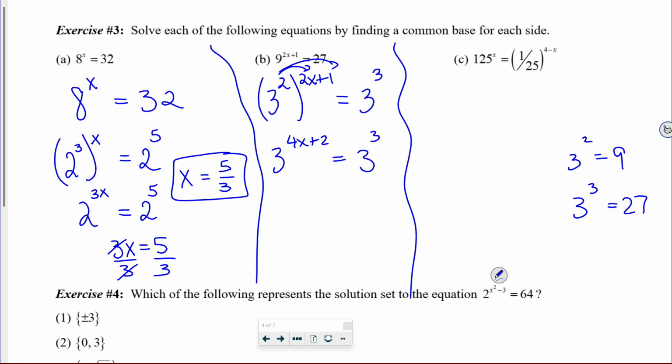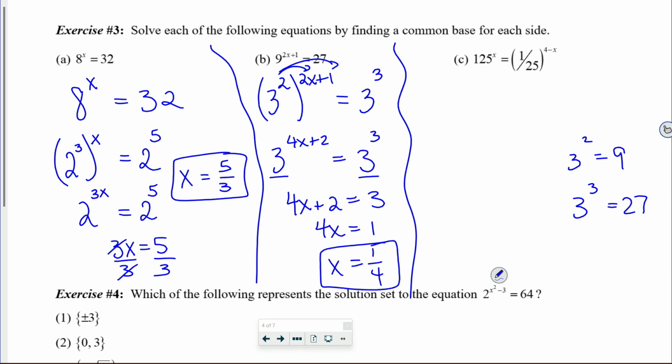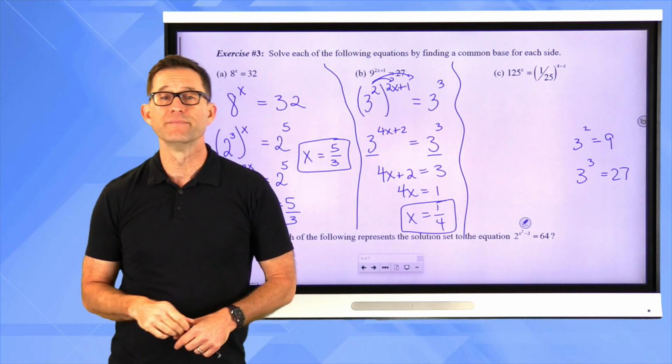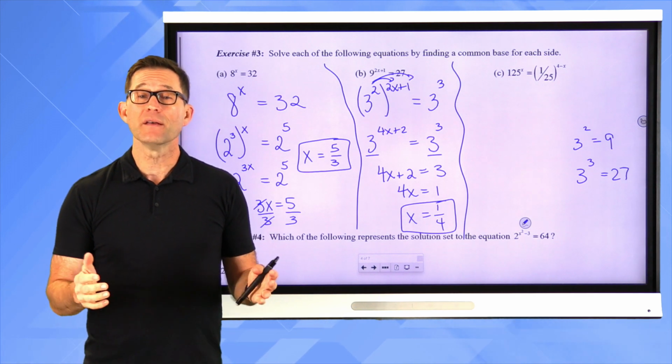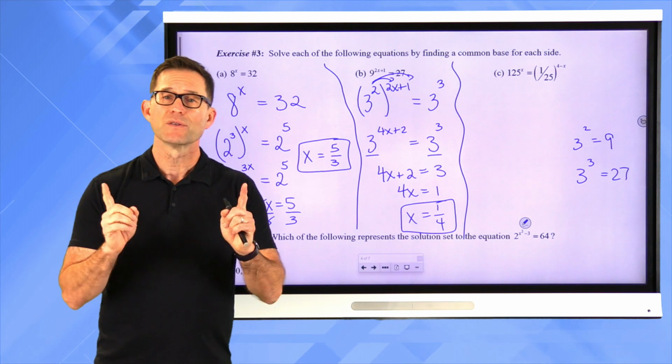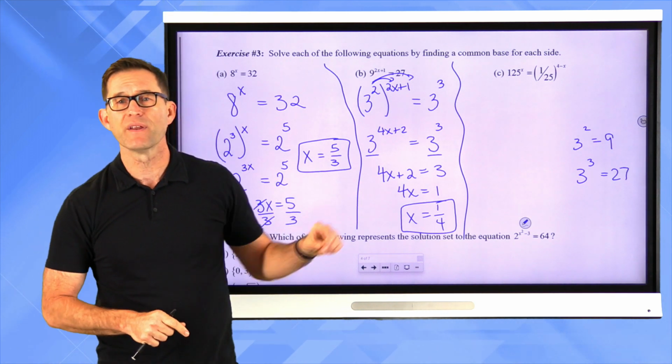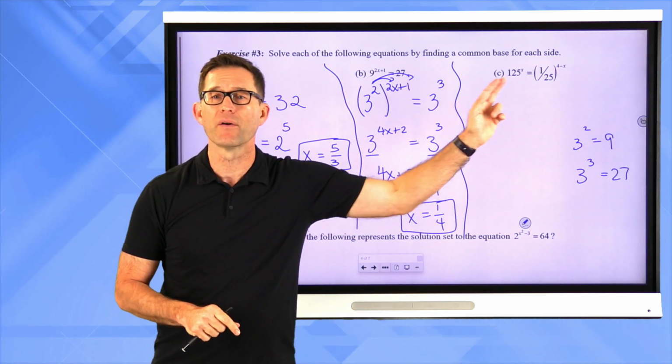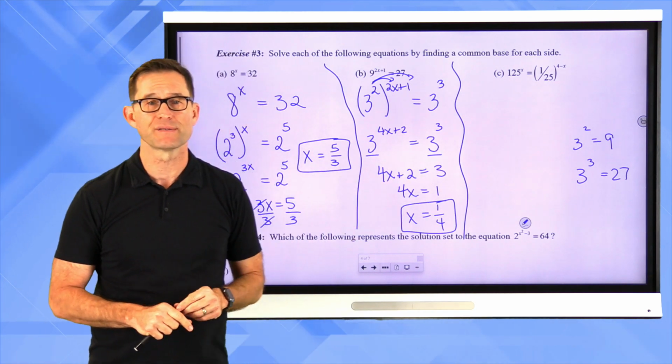Now that I've got that common base of 3, I'm not going to divide it out, I'm just going to state the obvious. 4x plus 2 must be equal to 3. That means 4x must be 1, and x must be 1/4. And there it is, right? But the key is I must find those common bases. So what I'd like you to do now is pause the video and see if you can figure out what the solution to letter C is.